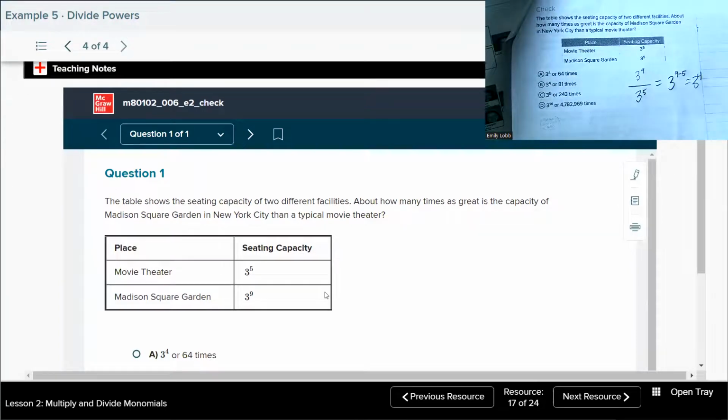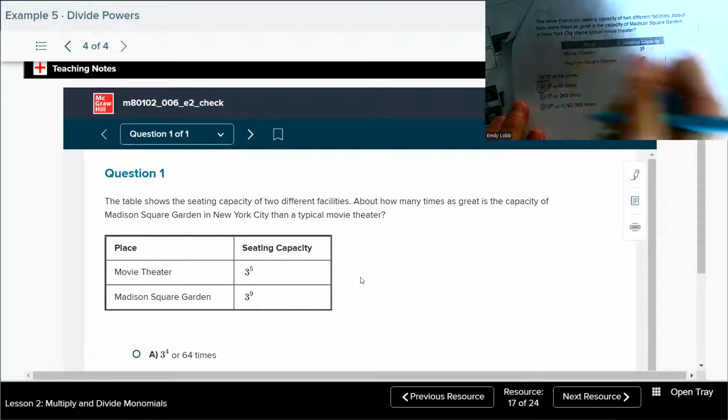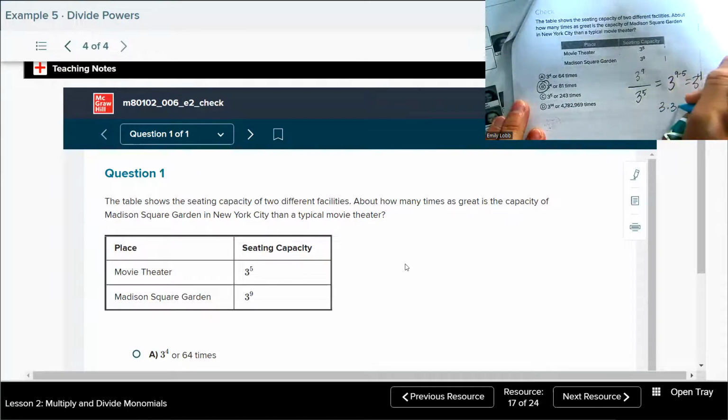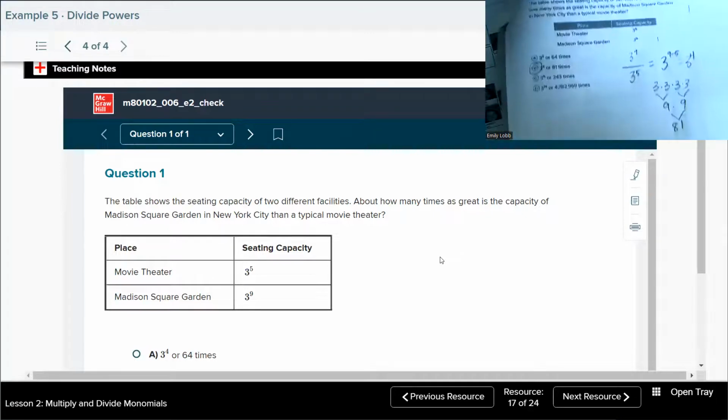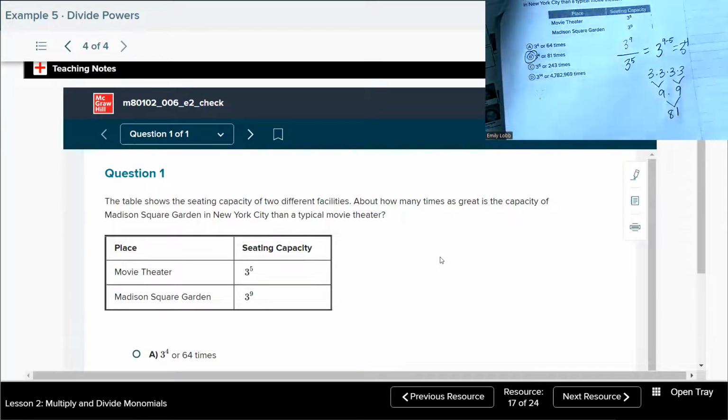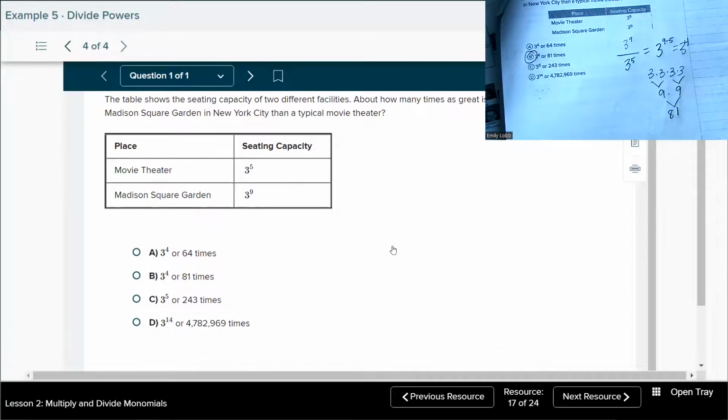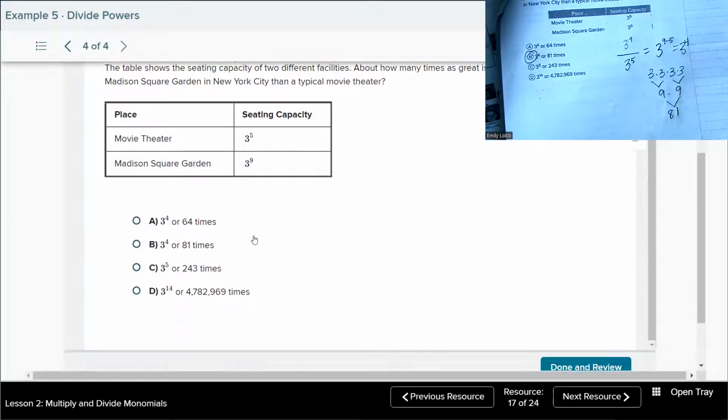So, man, they were so mean to us. Does that equal 64 or 81? 81. If we wrote that out, we would say 3 times 3 times 3 times 3. Then we would think 9 times 9, and we know that is 81. All right, so don't get tricked by their bad math, right?